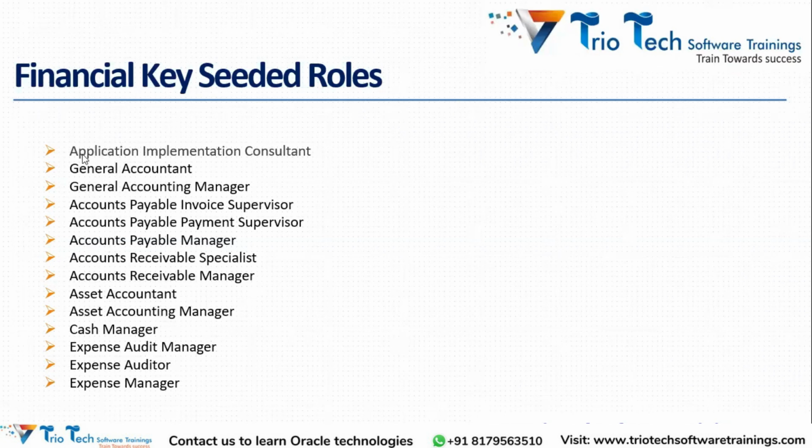I believe these roles are pretty clear from the name itself. General accountant is for the general ledger application. General accounting manager is to perform certain managerial activities related to the general ledger application. Similarly, accounts payable invoice supervisor, accounts payable payment supervisor, accounts payable manager. These are the roles which will be required to first of all get access to the accounts payable application, and then additionally be able to perform certain activities related to invoices. The invoice supervisor role will give access to perform the invoice related activities. The payment supervisor will provide access to the tasks to be done with respect to payment activities.